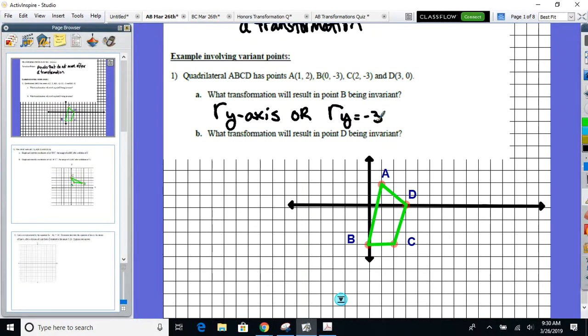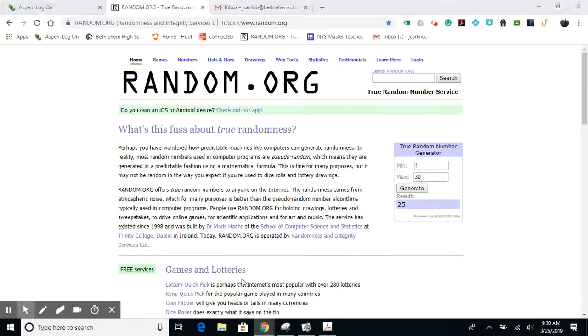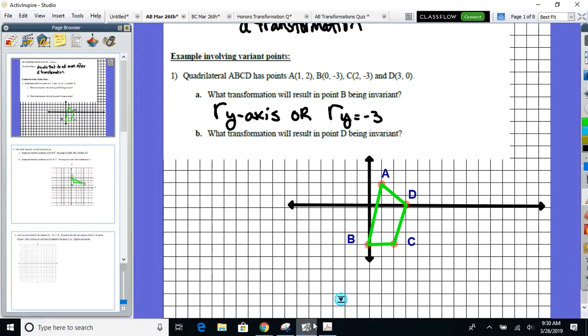Point D, meaning D would not move. I don't care about B anymore. I'm going to point D. I think it's time to open up the numbers here. Let's open it up. What could I do with point D? It goes nowhere. Reflected over the x-axis, absolutely.